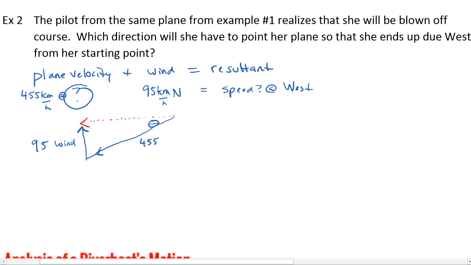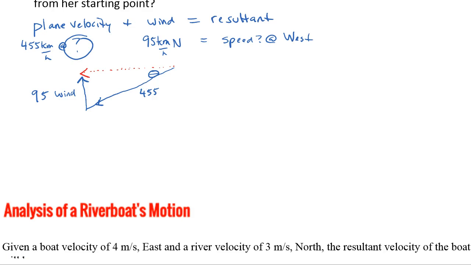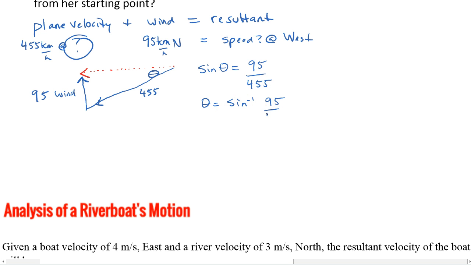So inside this triangle, I have to be careful, because normally I know what the two sides are. This time I know the resultant. So this is the opposite side, and this is the hypotenuse. So that's where you use sine. The sine of the angle is equal to the opposite side, which is 95, divided by the hypotenuse, which is 455. So theta will be the inverse sine of 95 over 455. And that angle will be, I did it somewhere, I just have to check, pretty close to 12 degrees.